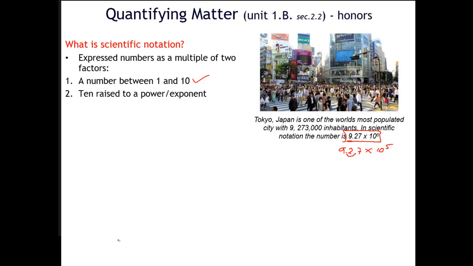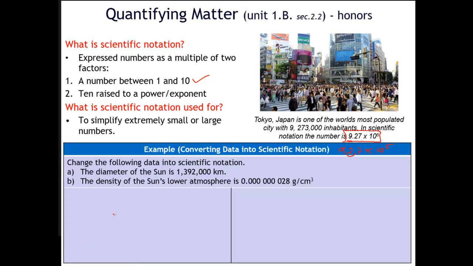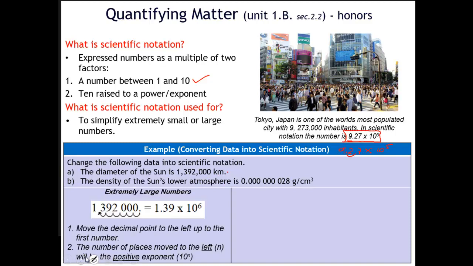Again, why do we use scientific notation? We use it to simplify extremely small or extremely large numbers. Let me give you some examples that you can try and I can show you. One of them is going to be the diameter of the sun, which is 1,392,000 kilometers. And the other one is going to be the density of the sun's atmosphere. Yes, the sun does have an atmosphere. Let's talk about the first one, A.